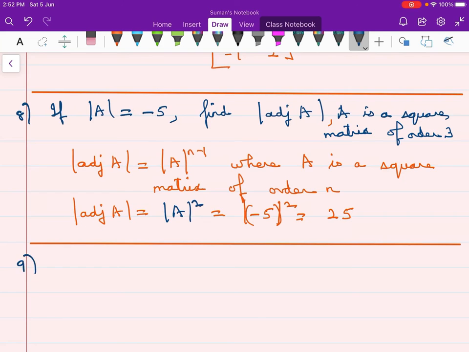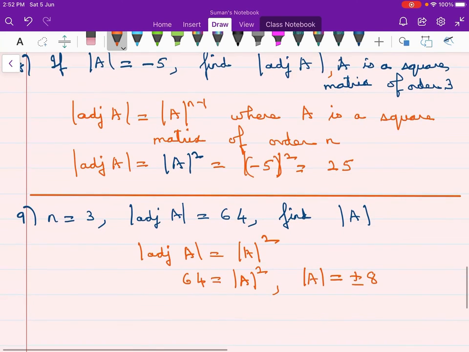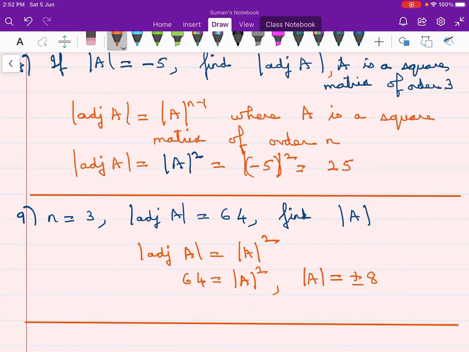Moving on to the next question, n equal to 3, determinant of adjoint of A equal to 64, find determinant of A. So again we use the same property. In this case, determinant of adjoint of A will be determinant of A squared. So I have 64 because n is 3. 64 is determinant of A squared. So determinant of A is square root of 64, which is plus or minus 8. Note that we can have a negative sign also for a determinant.